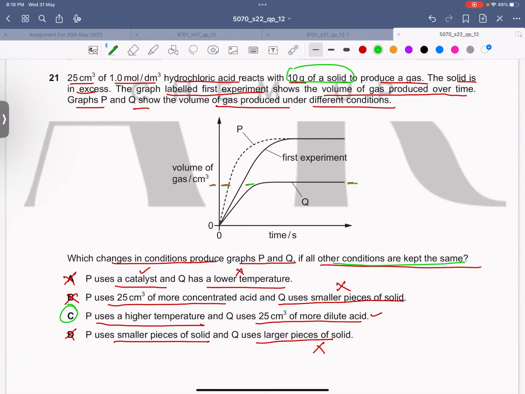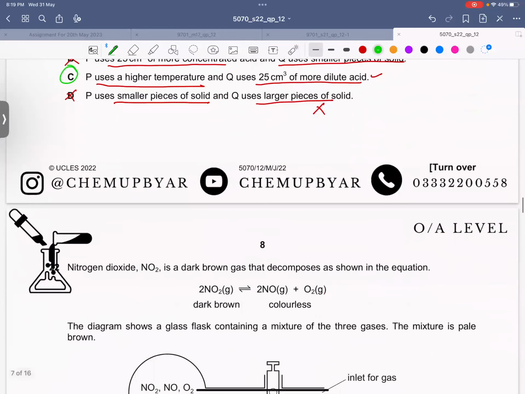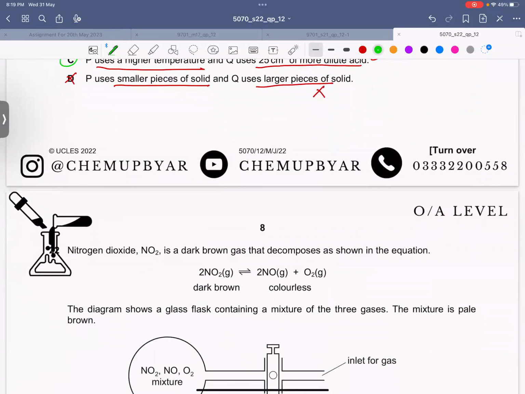If we justify the statement for Q in B and D, they are saying that we are using a smaller and a larger piece of solid. So the mass of the solid would be the same, and if the mass of the solid is the same, then the gas produced would be the same as the first experiment, right? Yes, sir. Do you understand? Yes, sir. If anybody else has any query, Fahad, Hassan, Rayyan, do ask, please. No, sir.